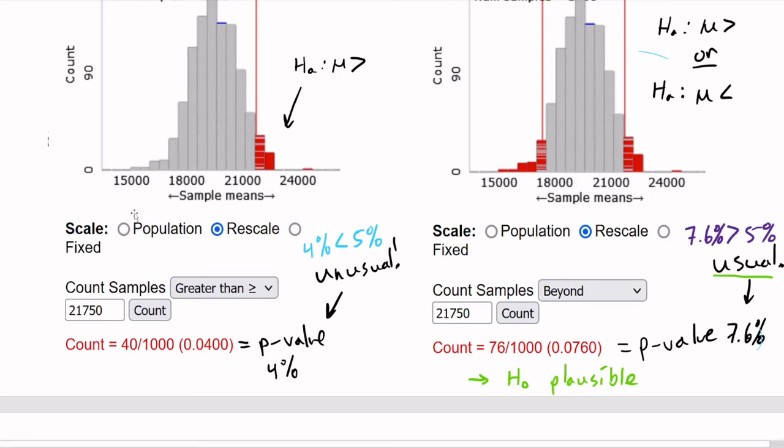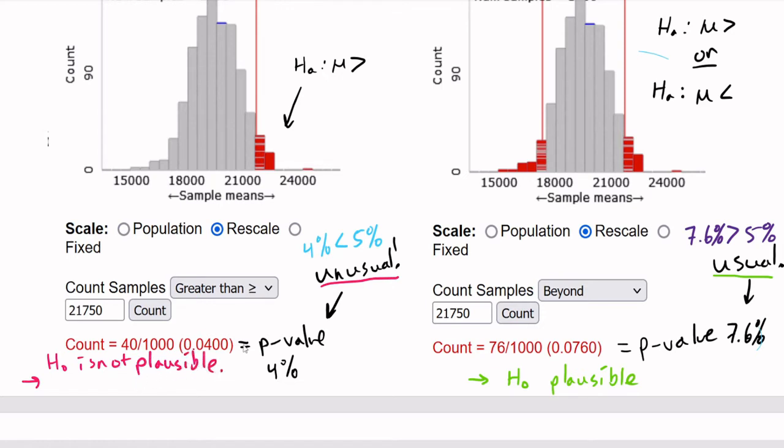Over here, I have a p-value that's 4%, which is unusual. So we are going to look at that, and let's get ourselves another color, unusual. I'm going to say the null is not plausible.